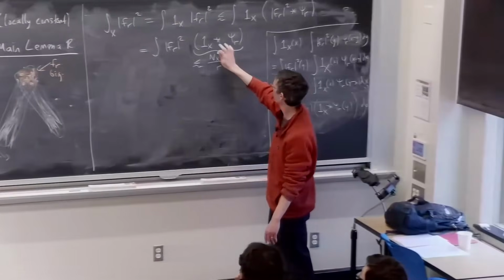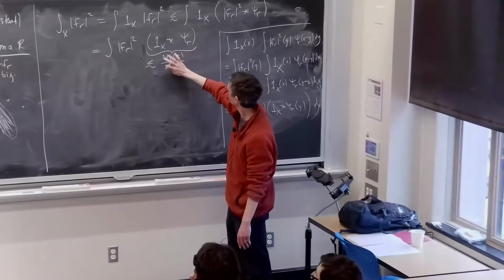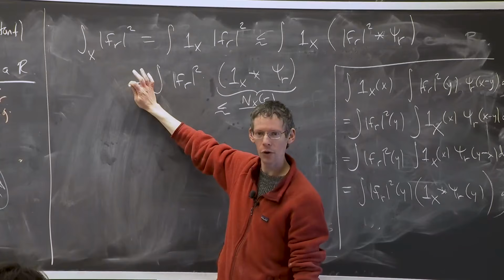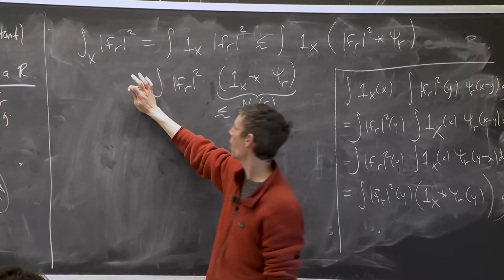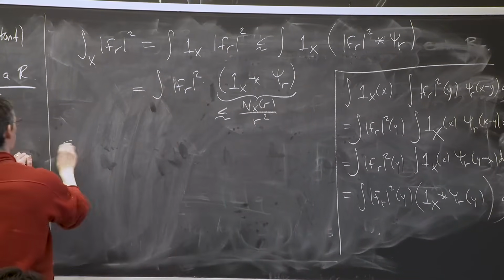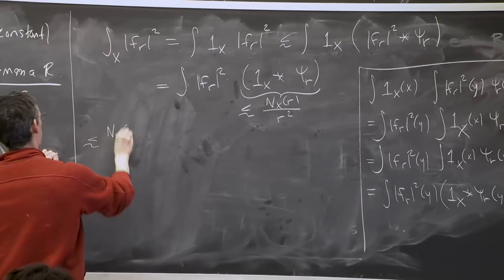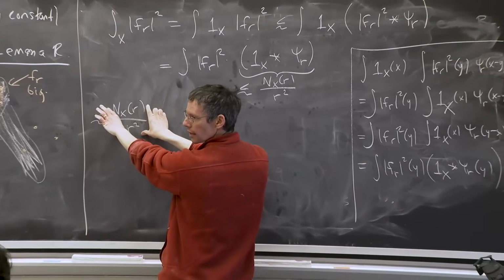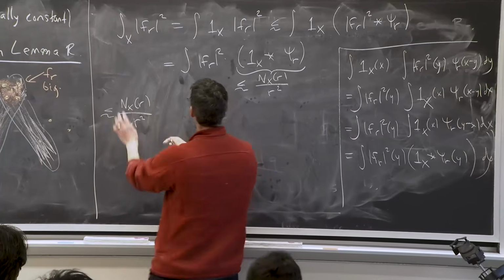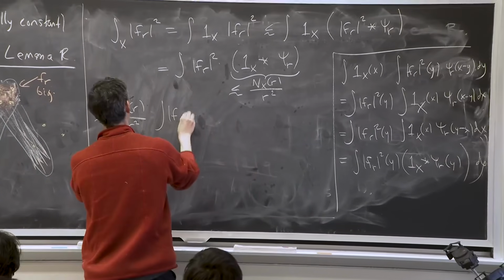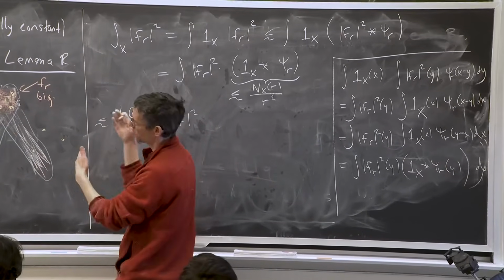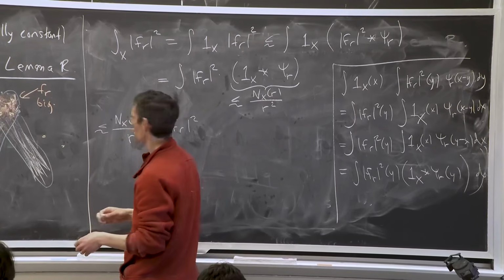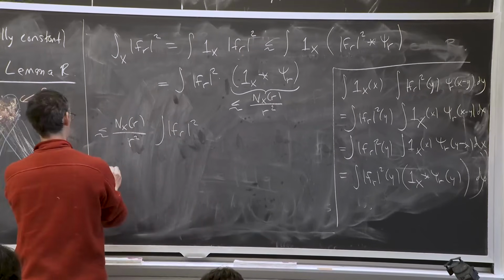OK, so that's how we bound this. This is now a number, so we can take it out of the integral. And we just have left the L2 norm of f_r squared. So we plug in our bound for that. It's bounded by n_X(r) over r squared. You can think of this thing as the density of X at scale r times the integral of f_r squared. OK, and then I just plug in the bound for the integral of f_r squared, and we'll write that out.